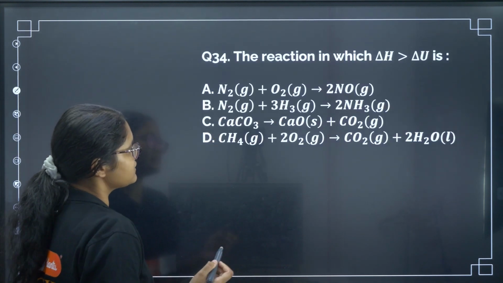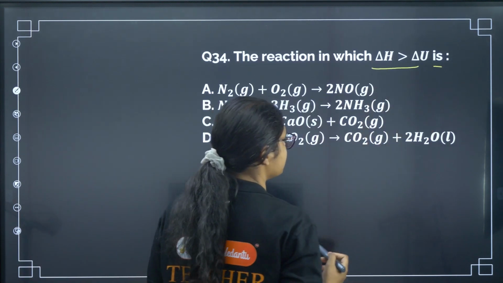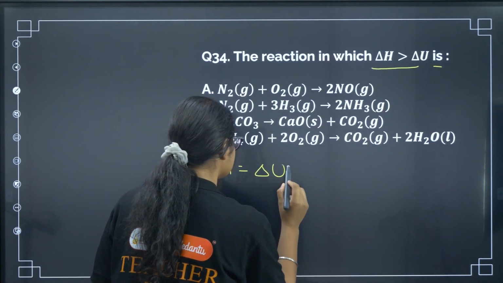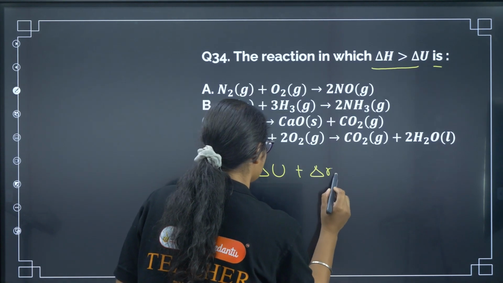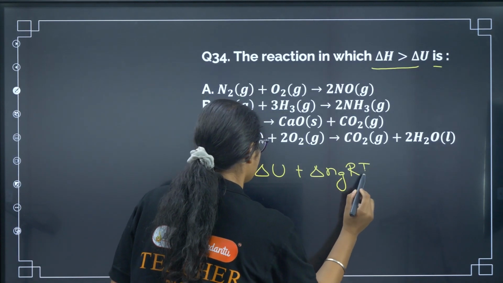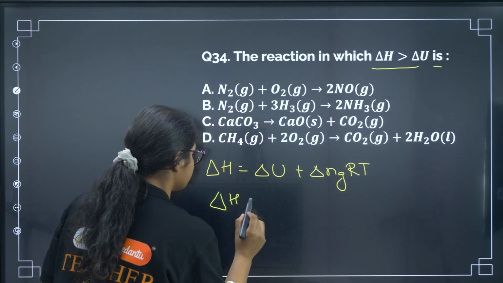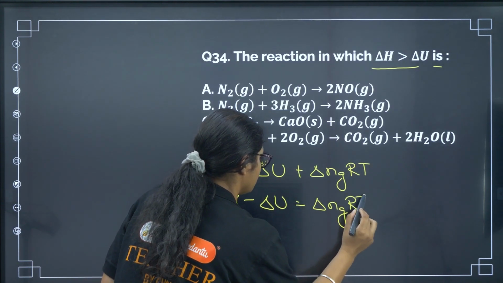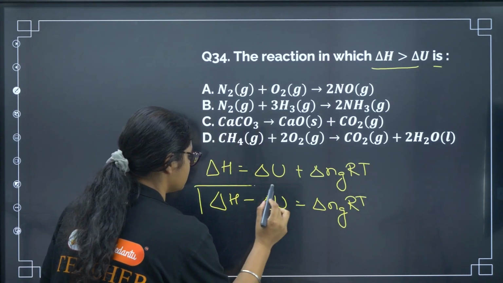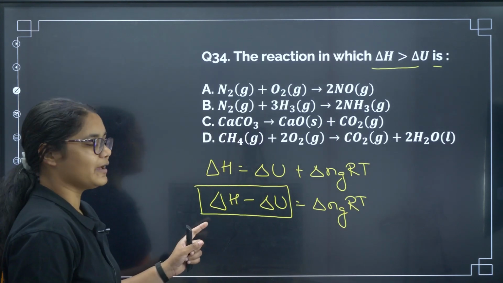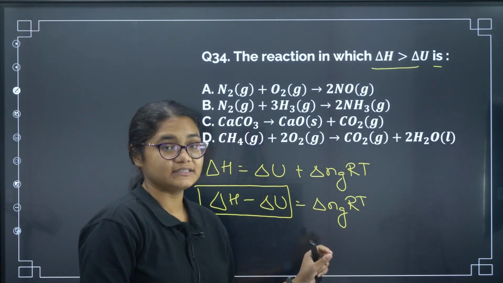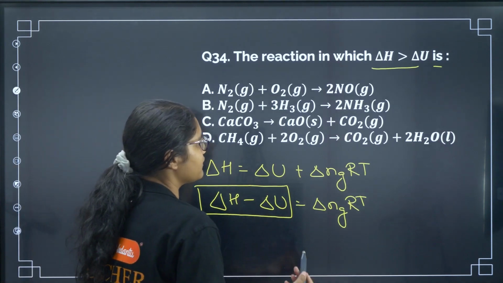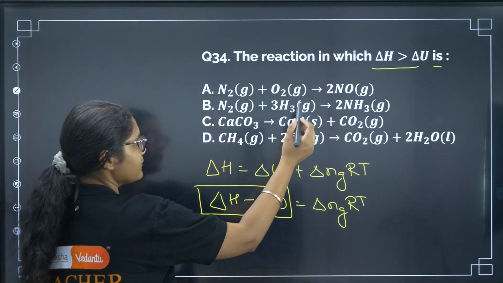The reaction in which delta H is greater than delta U is. So for this we have this equation. Delta H is equal to delta U plus delta Ng RT. Okay, so I can write this equation like this: delta H minus delta U is equal to delta Ng RT, right? Now if this value has to be positive, then delta Ng value has to be positive, right? So how to calculate whether delta Ng is positive or negative, you can check here.